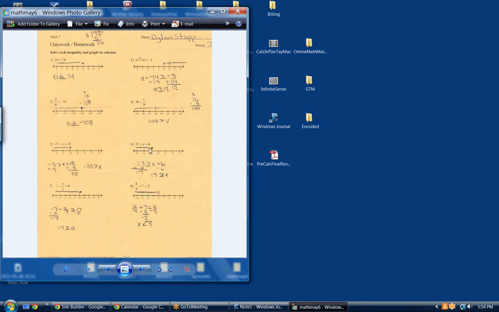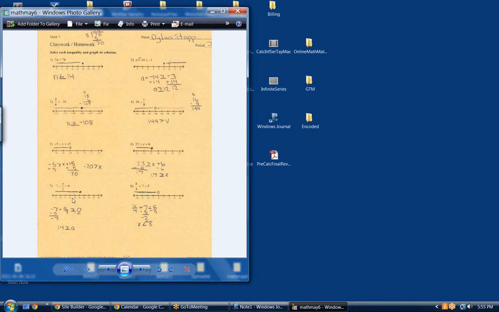Okay, 23 is greater than x plus 6. Okay, this one is correct. You subtracted 6 from both sides. That's the most efficient. So now we have 17 is greater than or equal to x, which means x is greater than or equal to 7. I mean, x is less than or equal to 17. Okay. You graphed it properly.